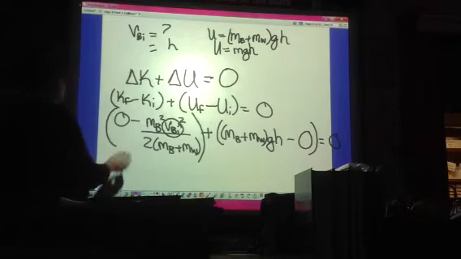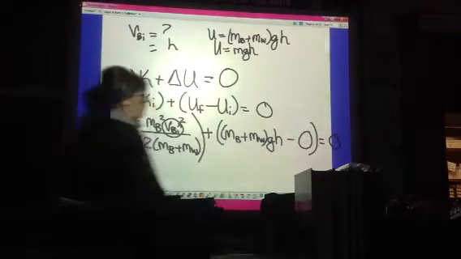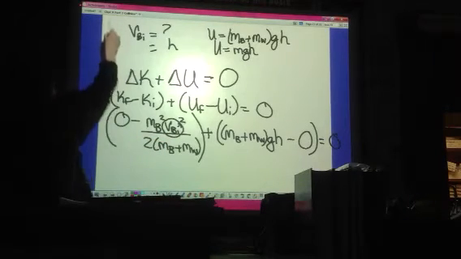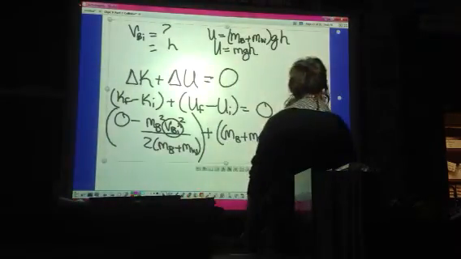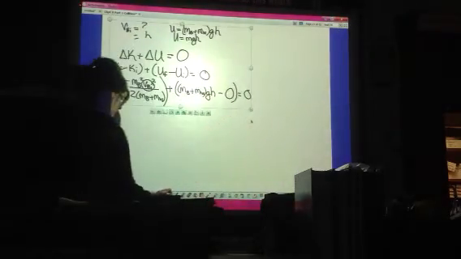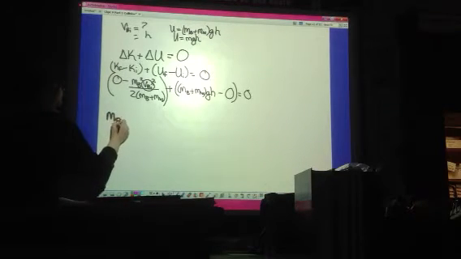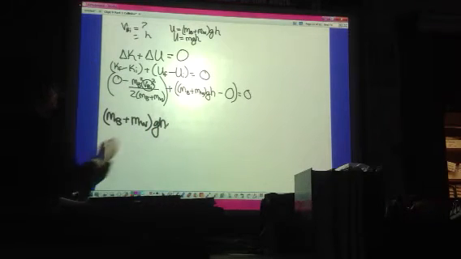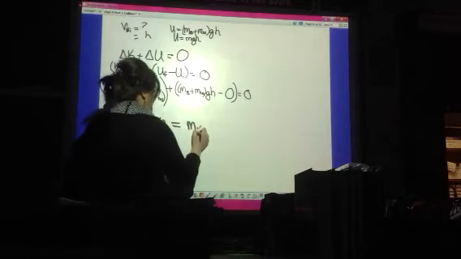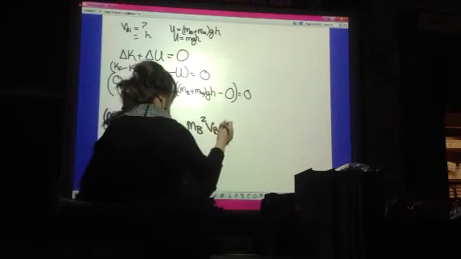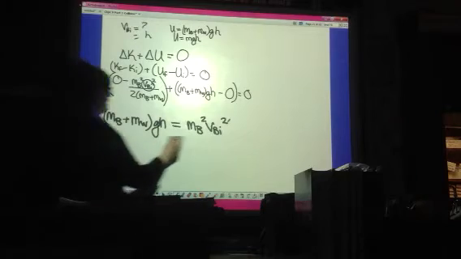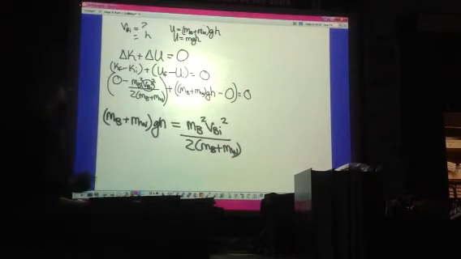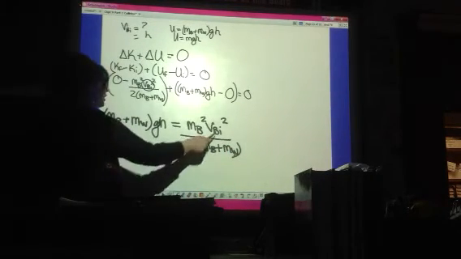So if I do that, let's add this huge term over here, because then that will make that positive. So then I would have, and let's actually make this smaller, the mass of the bullet plus the mass of the wood times acceleration due to gravity times height. That's going to equal the mass of the bullet squared times the initial velocity of the bullet squared over 2 times the mass of the bullet plus the mass of the wood. Okay, I want to solve for this.